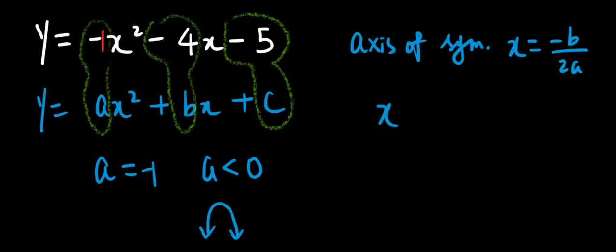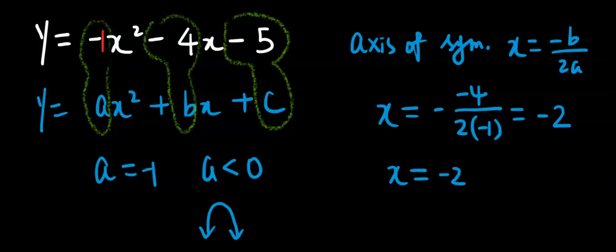Let us write down x equals negative, b is -4, over 2, a is -1. So negative, negative, negative. You have 3 negatives, which means you're going to have a negative symbol here. Then 4 divided by 2, that's 2. Alright, so axis of symmetry is x is -2. Go ahead on your paper. Graph x is -2.